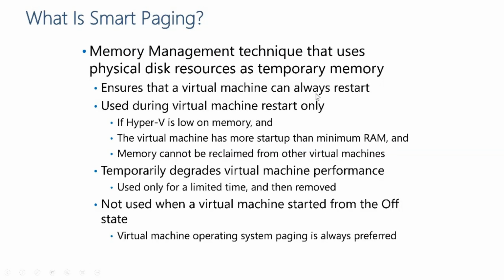So what does that mean? If the virtual machine is running and you restart, when you're turning off, you give away the memory. You're not using the physical memory anymore. But when you restart, you need the memory back. So smart paging ensures that the virtual machine can always restart. During the virtual machine restart only, if Hyper-V is low on memory and the virtual machine has more startup RAM than minimum RAM, and memory cannot be reclaimed from other virtual machines, smart paging is used to allow it to start up. But like we said previously, when we talk about virtual memory, it's slow.